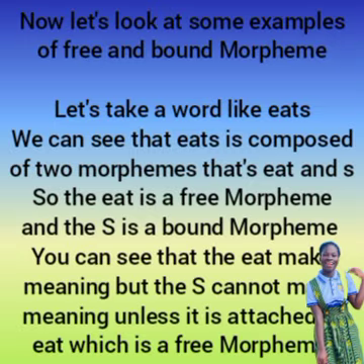Now let's look at some examples of free and bound morpheme. Let's take a word like eats. We can see that eats is composed of two morphemes, that is eat and s. So the eat is a free morpheme and the s is a bound morpheme. You can see that the eat makes meaning, but the s cannot make meaning unless it is attached to eat, which is a free morpheme.